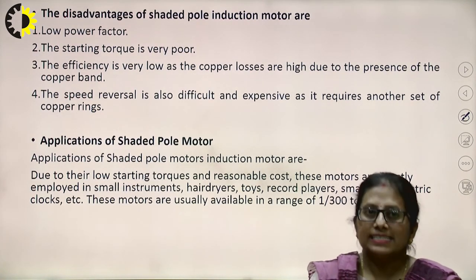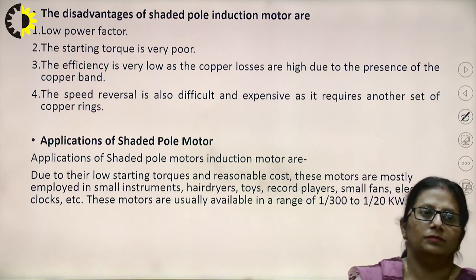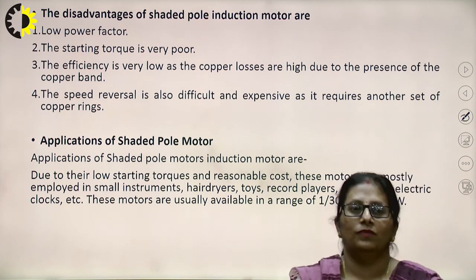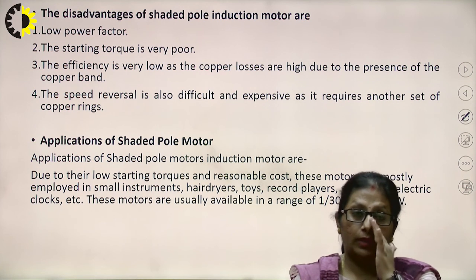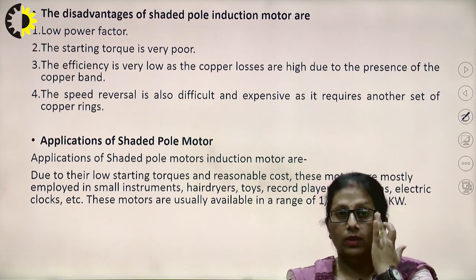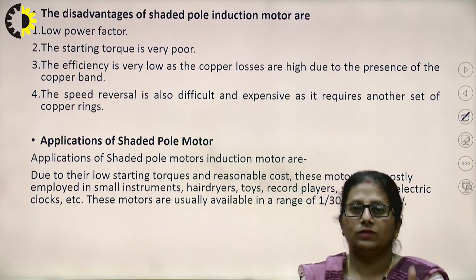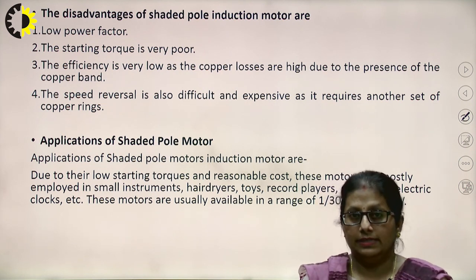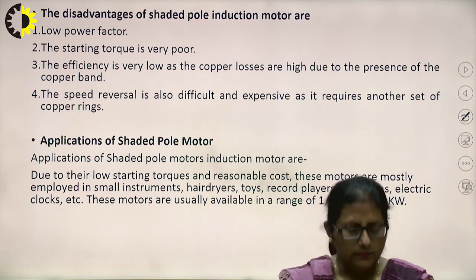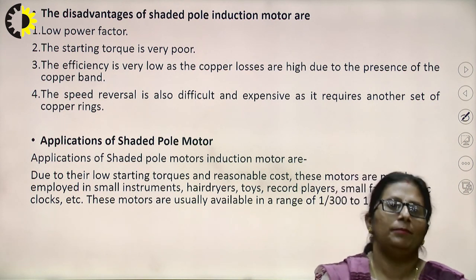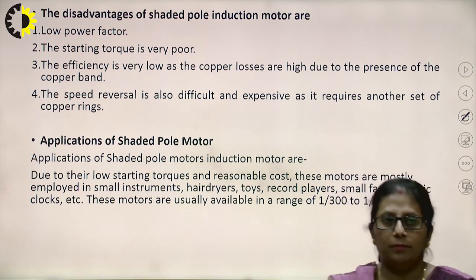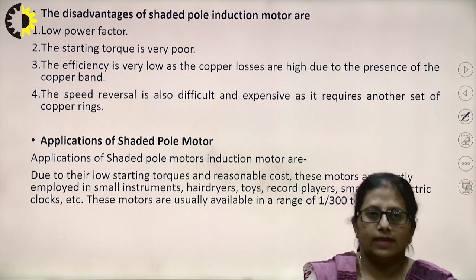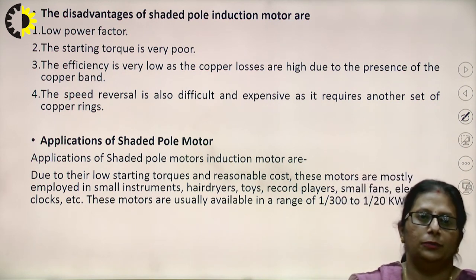But there is a disadvantage with this kind of shaded pole: the power factor is very low, right? The starting torque is also very poor. The efficiency is very low. The copper losses are very high, we are using a copper band, you know. The speed reversal is also very difficult. It is expensive also. That's why it has found restricted applications, due to its low starting torque and, you know, the reasonable cost.